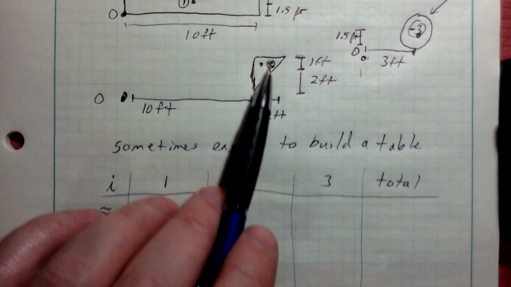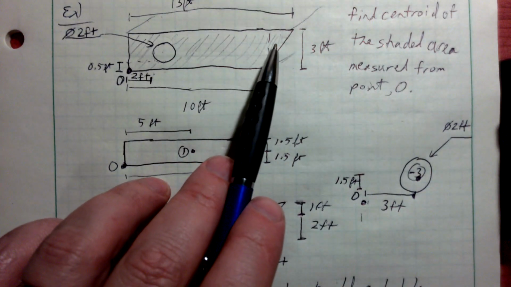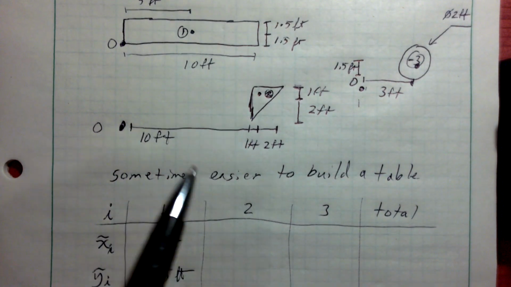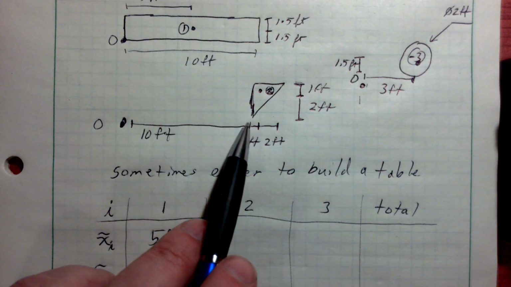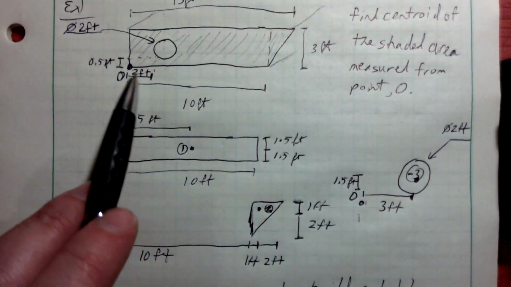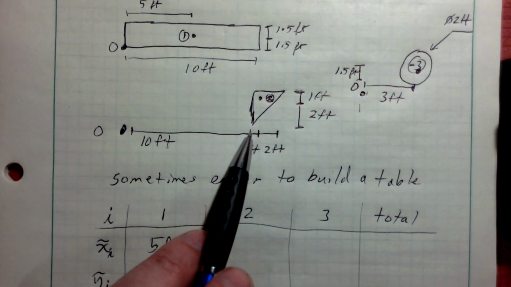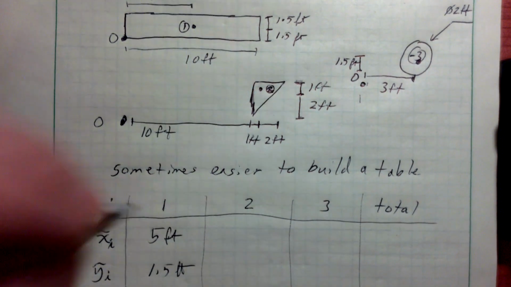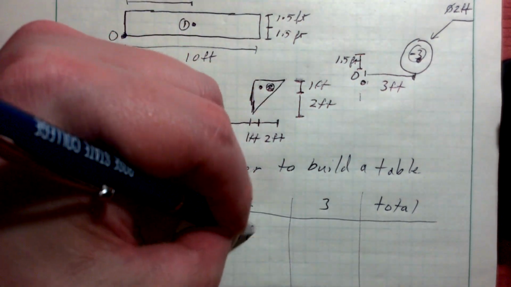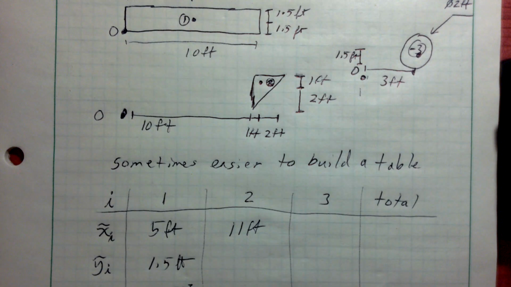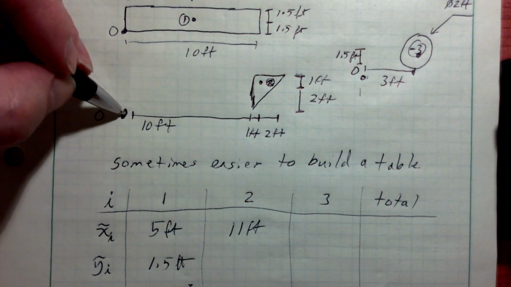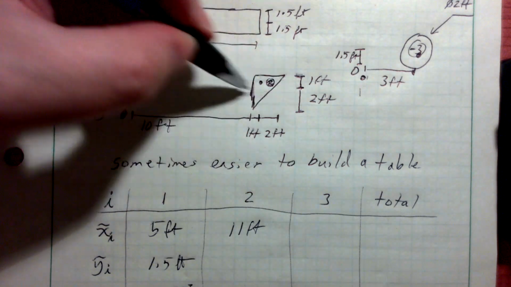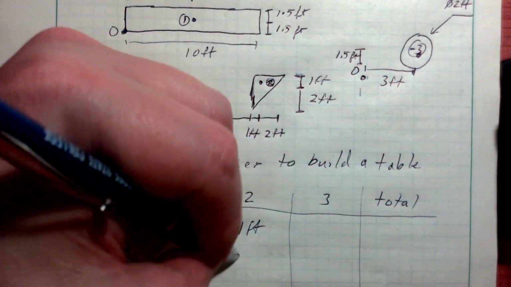So I've got this other triangle. It represents this area out here. Its centroid is up here. It's 10 foot to get out to the triangle from point O. Right? 10 foot to get out here, and it's 1 foot in to find that centroid. So a total of 11 feet for that shape too. And then from the bottom, we're going to go up 2 feet to find that centroid. So this is just 2 feet.